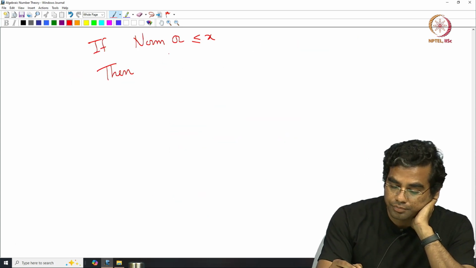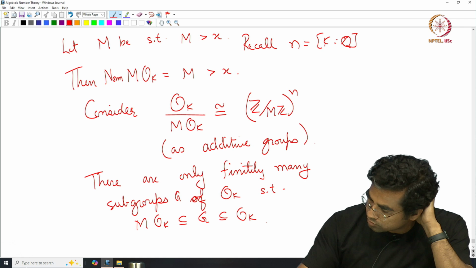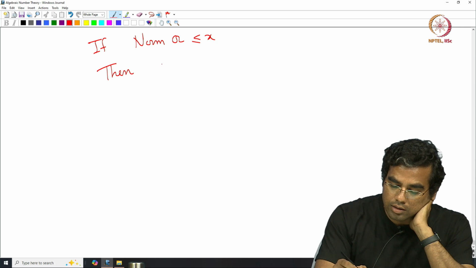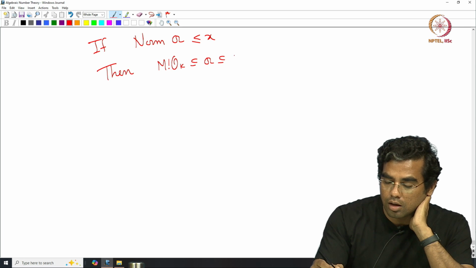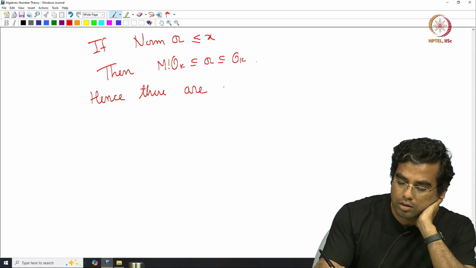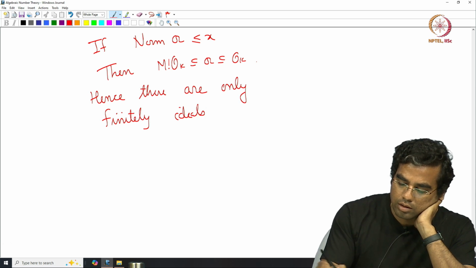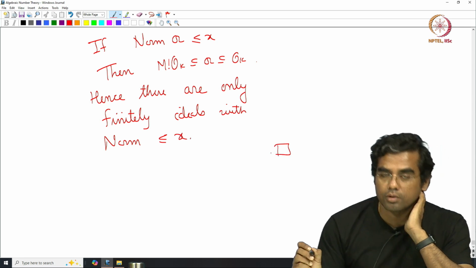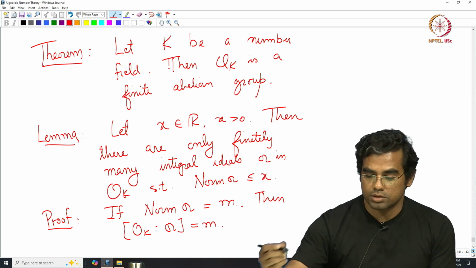So then what it means is that m factorial times OK is contained in A, which is contained in OK. So, hence there are only finitely many ideals with norm less than or equal to x. All right. So, this is a simple lemma, but it's going to be crucial here.